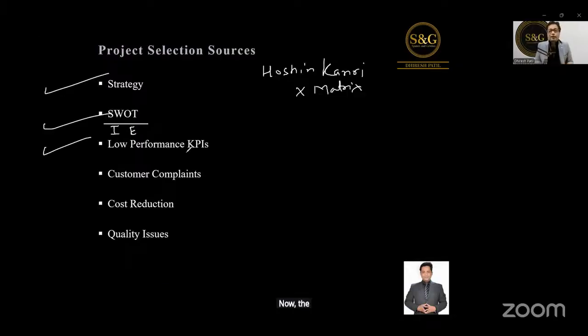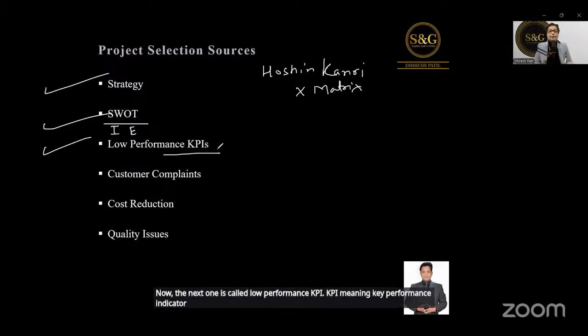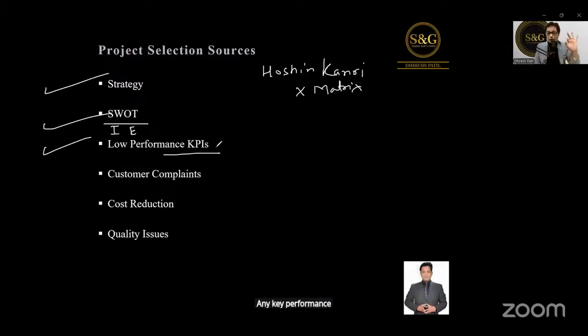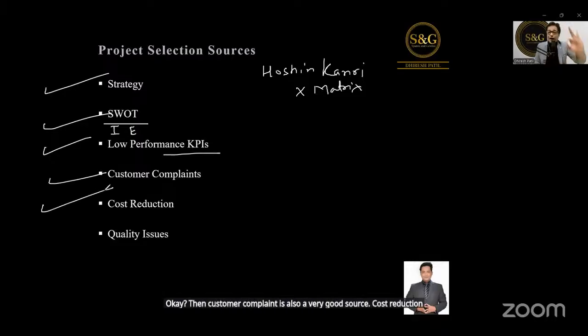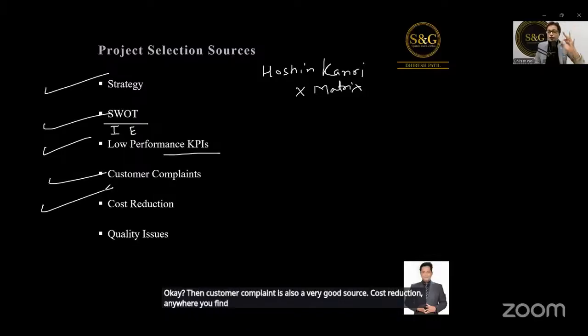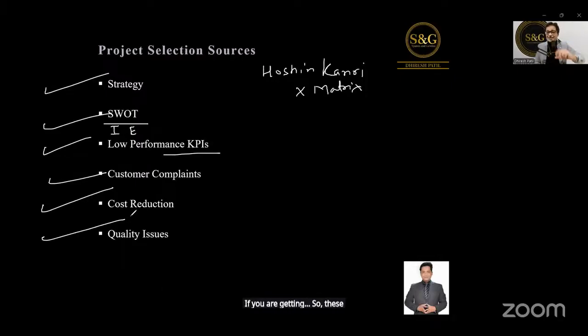Now the next one is called low performance KPI, KPI meaning key performance indicator. Any key performance indicator that is not performing is your potential project. Customer complaint is also a very good source. Cost reduction: anywhere you find an opportunity to reduce cost, that's a fantastic Lean Six Sigma project. And again, internal and external quality issues. So these are the potential sources to find projects in Lean Six Sigma.